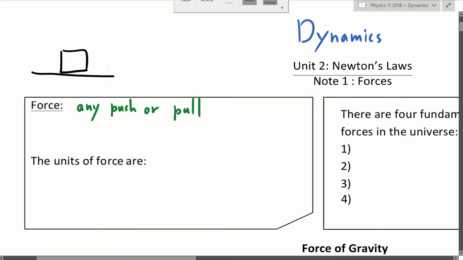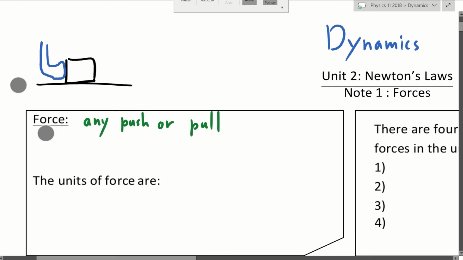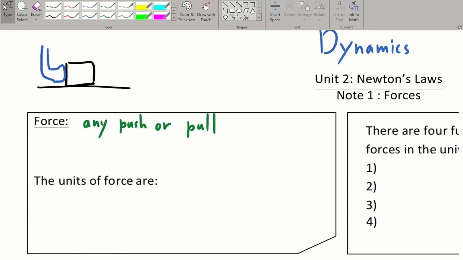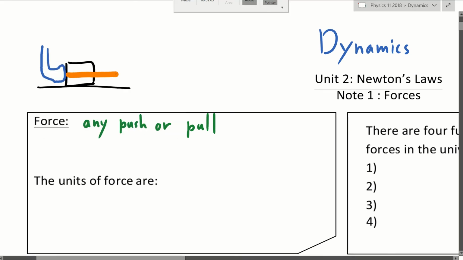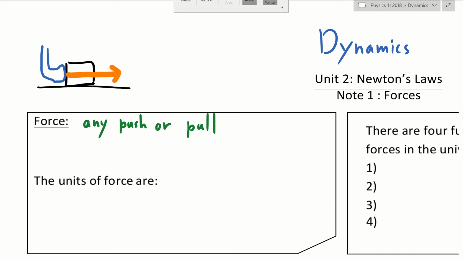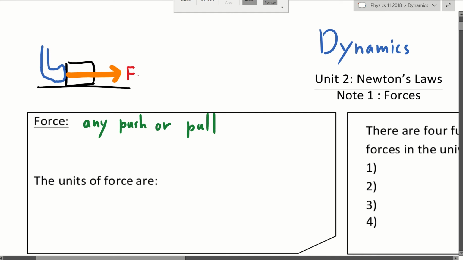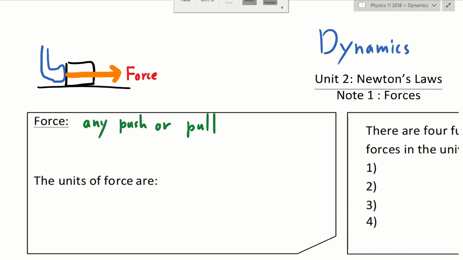For example, if you have a box on the ground and you're trying to make the box move in some direction by kicking it, let's say that's your foot. What do you need to do to push that box? You need to apply a force. Let's say you want to move the object to the right-hand side, then you apply a force that's pushing the object to the right-hand side. So your foot kicking the box to the right-hand side is a force.